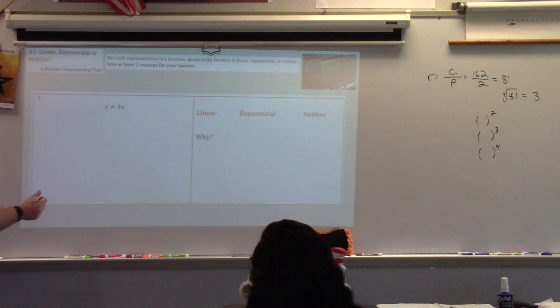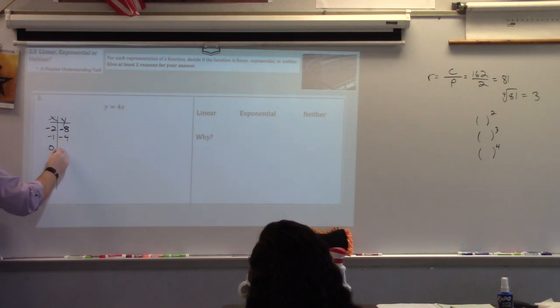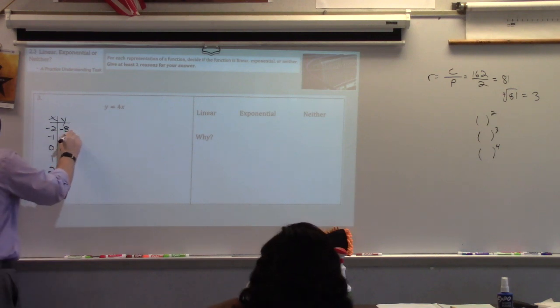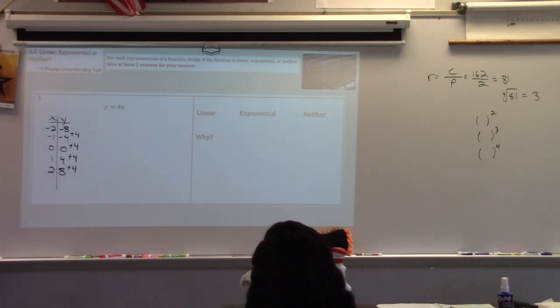What about a table? Sure. What's 4 times negative 2? 4 times negative 1? Negative 4. 4 times 0? 0. 4 times 1? 4. 4 times 2? Does anyone see a pattern in that table that might be helpful? Adding by 4. If we're repeatedly adding by 4, that's why it's shown in that multiplication right there. It's going to be linear.